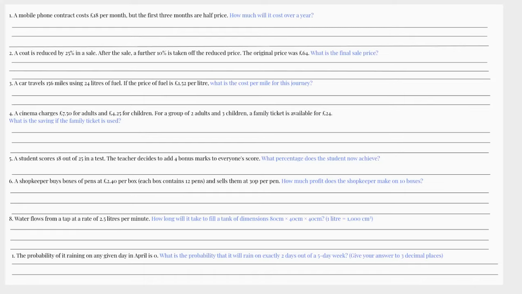Hi guys, this is functional maths, which is real life scenarios. This would possibly be on a higher paper and we would be using our calculator. So we're going to start with a classic mobile phone question.